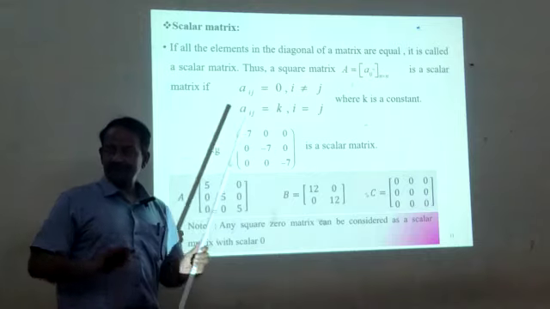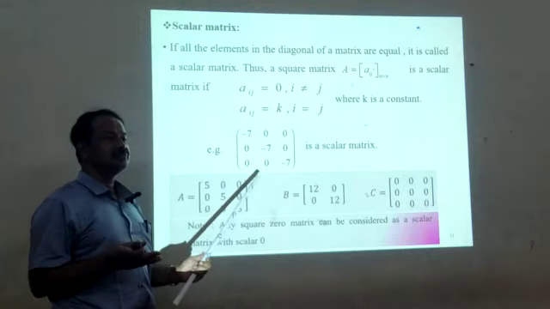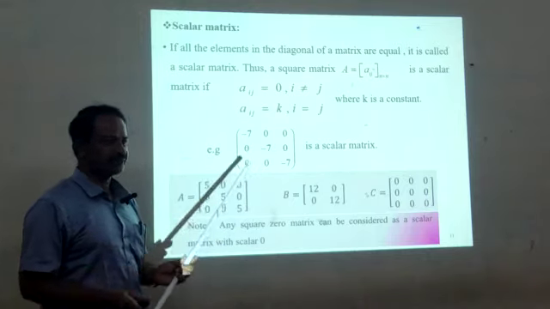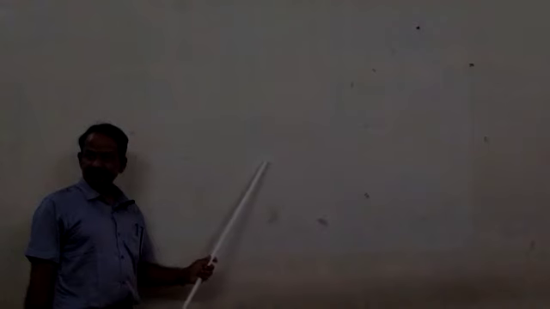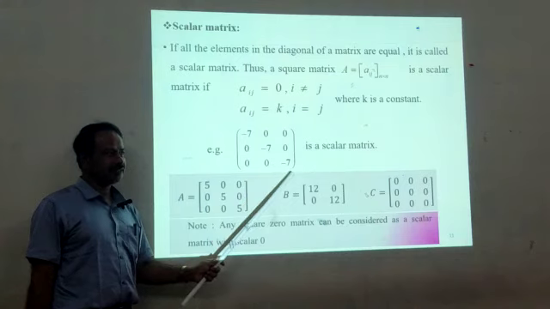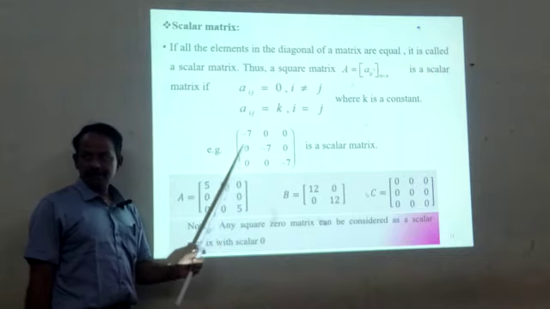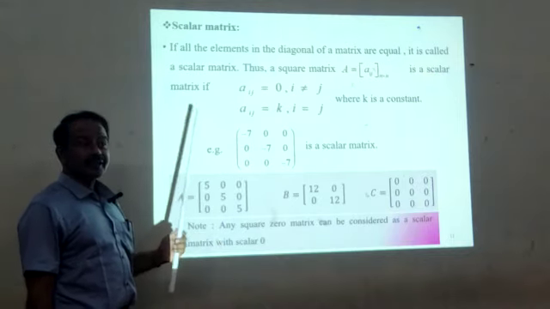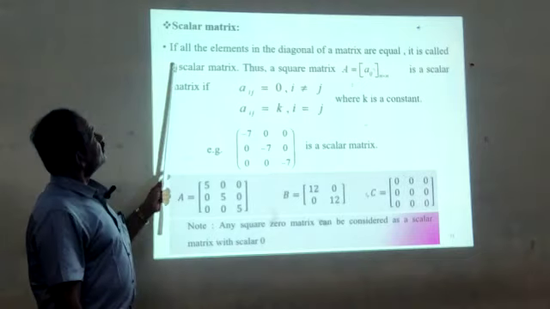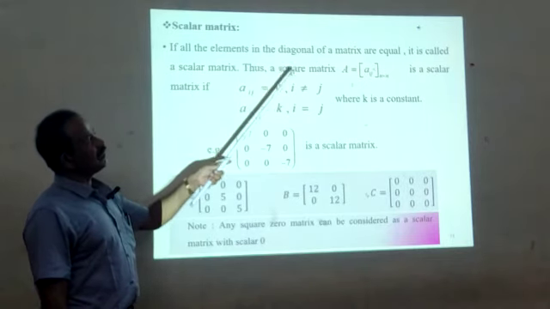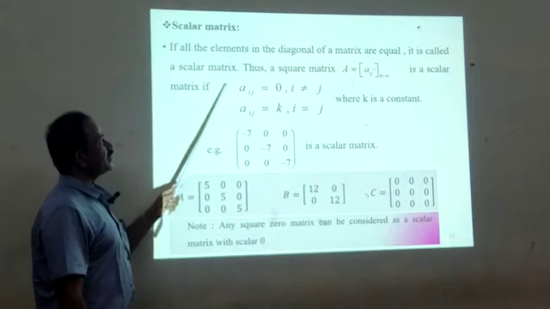All the diagonal elements are equal, then we call this matrix a scalar matrix. See here, all the diagonal elements are equal: minus 7, minus 7, minus 7. See, all the diagonal elements are equal, so we call this a scalar matrix. If all the elements in the diagonal of a matrix are equal, it is called a scalar matrix.